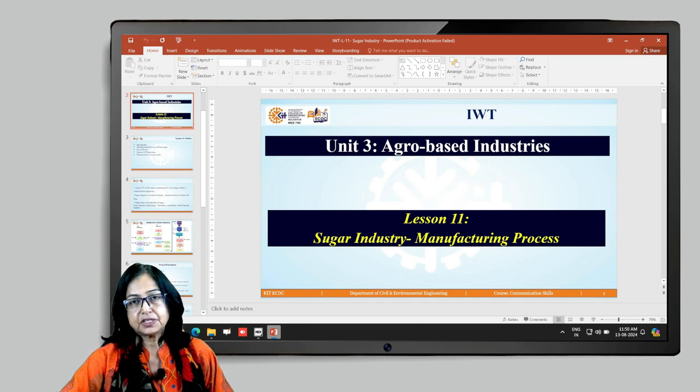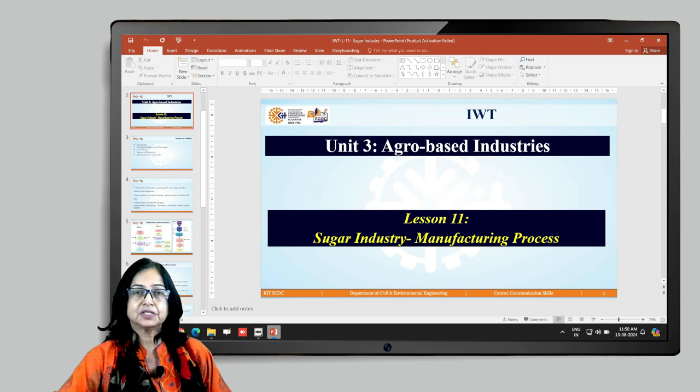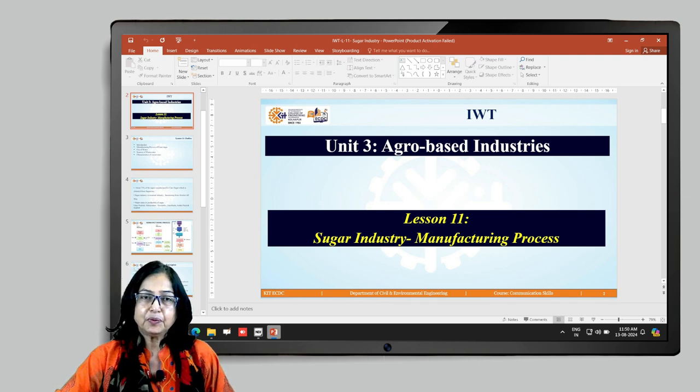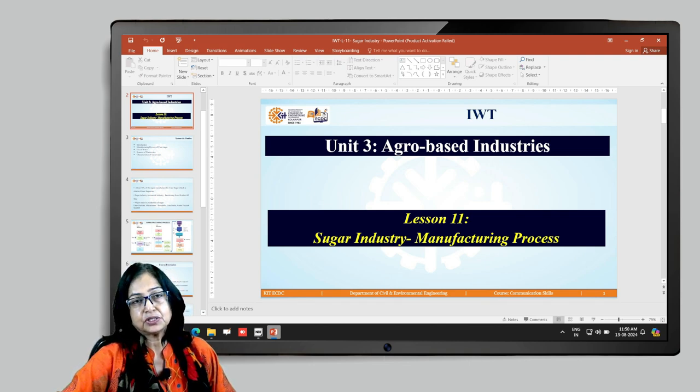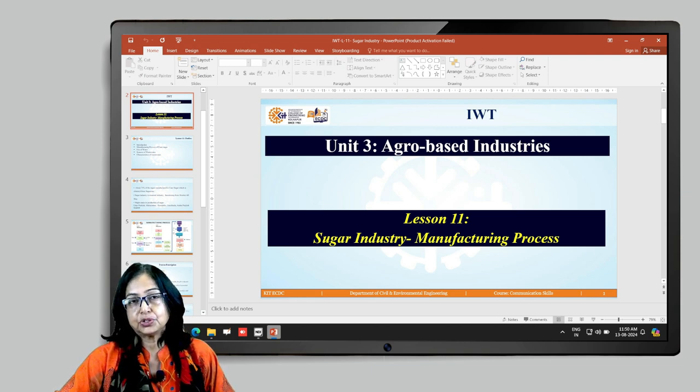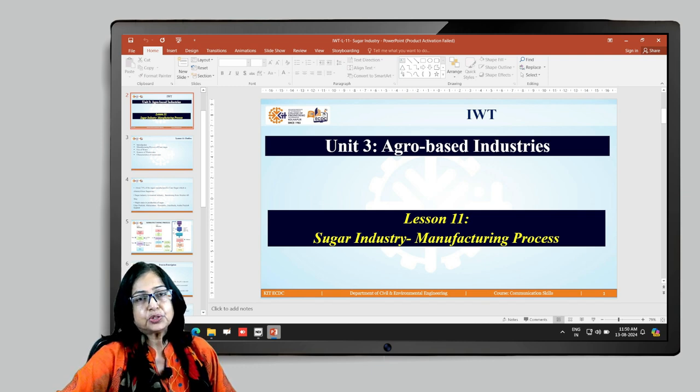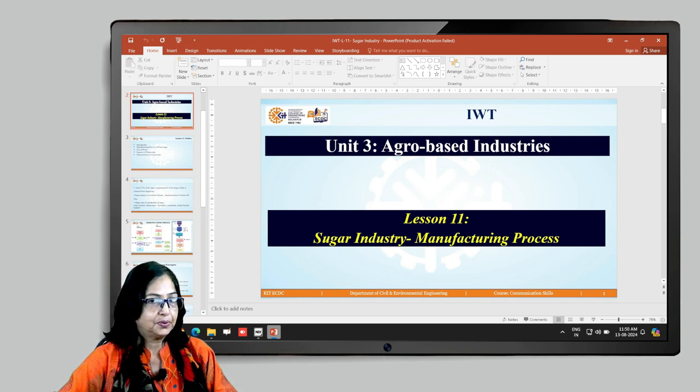And the first agro-based industry which we are going to discuss is a very popular industry, the cooperative industry of Western Maharashtra, that is sugar industry. Maharashtra is also known as the sugar belt of India, and next to UP, it is second in the country for sugar production. Okay, so let's start the first industry, sugar industry.